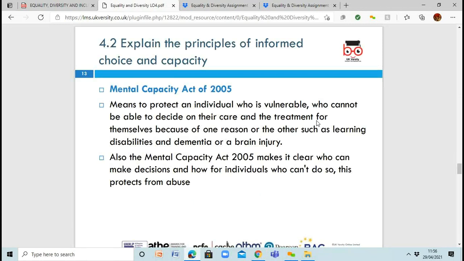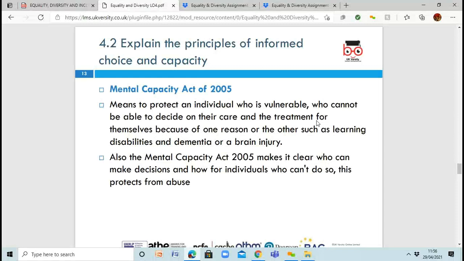So we've got just a couple of legislations on this section. We're going to look at 4.2, explain the principles of informed choice and capacity. We're looking at the Mental Capacity Act of 2005, and this act actually came about to protect individuals who are vulnerable, people who can't decide for their own care and treatment because of a number of reasons.